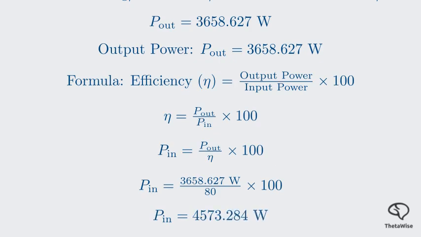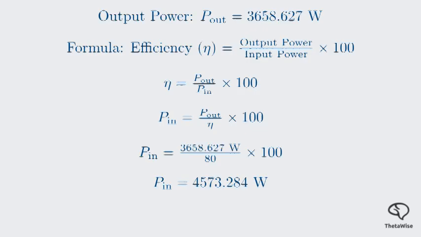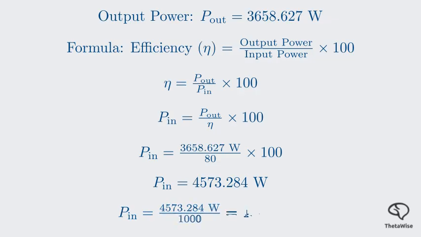4573.284 watts. The memo gives an answer in kilowatts, so let's convert our answer. To convert from watts to kilowatts, we divide by 1,000. So the input power is 4.573 kilowatts. The memo's answer, after correcting the large number, is 4573.333 watts, or 4.573 kilowatts. Our answers match when considering the proper magnitude.